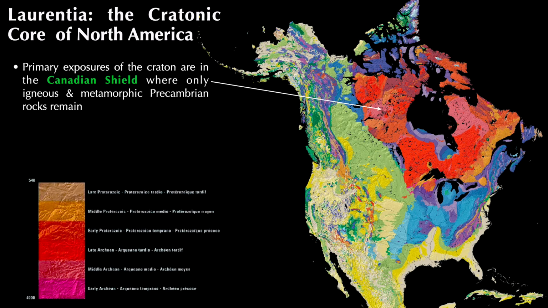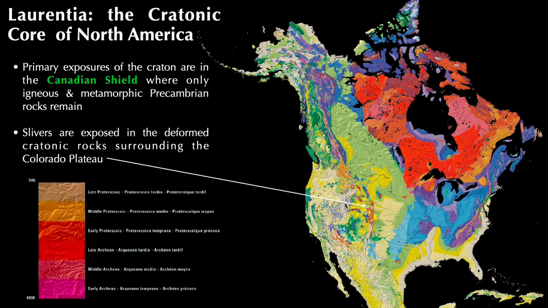The best exposures of the cratonic rocks are in places where it isn't covered with later sedimentary rocks, for example, in the Canadian Shield, all of the reddish colors on this map. A few exposures of the cratonic material show up along the margins of the Colorado Plateau, also in the Rocky Mountains, but otherwise the Canadian Shield is the main place to study these rock types.